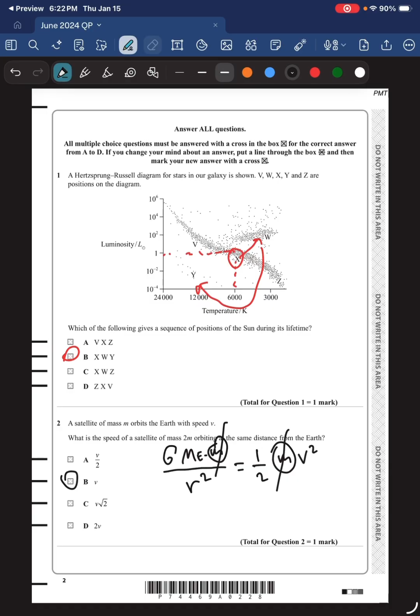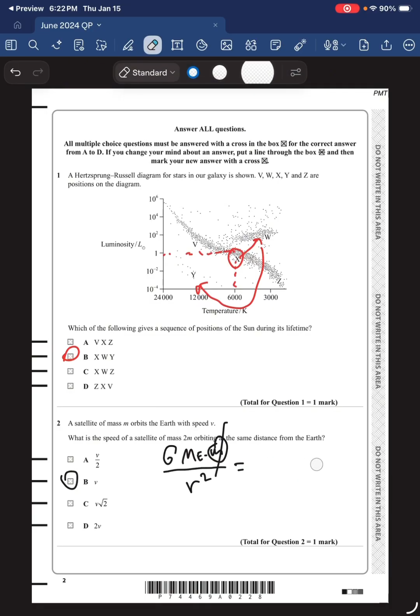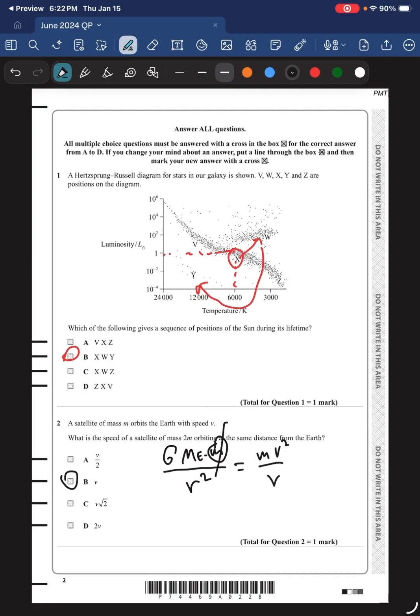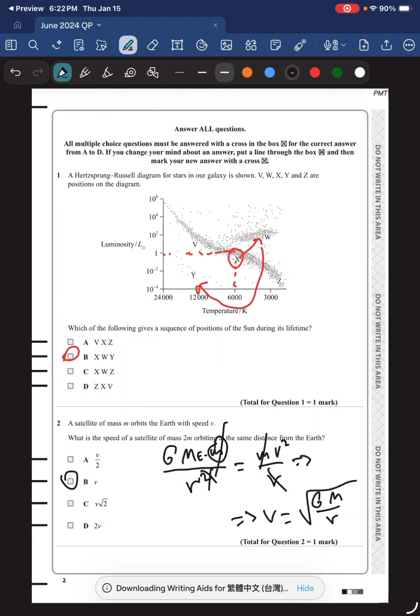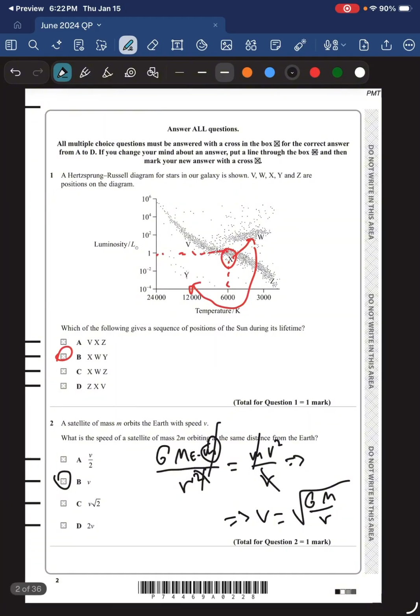So this speed does not depend on... wait, what did I write? I'm sorry, I made a mistake. We're talking about forces, and I set the force equal to kinetic energy. I'm sorry, guys, okay? Mistakes happen. So this is equal to mv squared over r, okay? So the mass of the object still cancels, and so does one of the powers of r, and the velocity is actually the square root of GM over r. And you see it doesn't depend on the mass of the object, so it's B, okay?